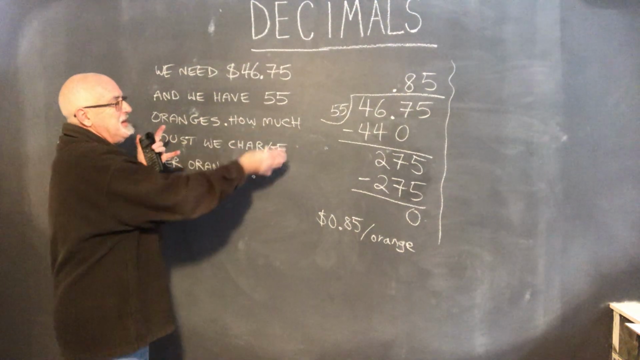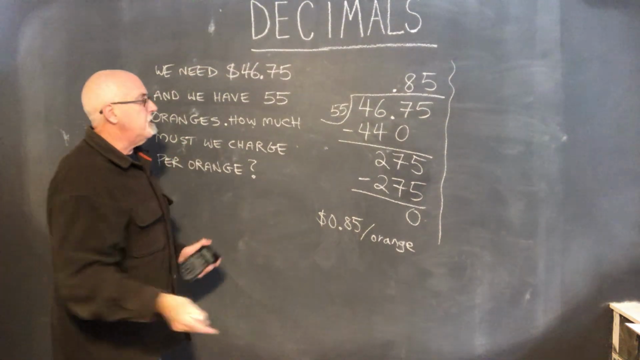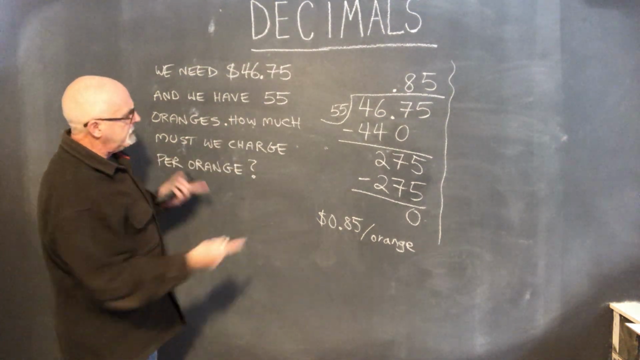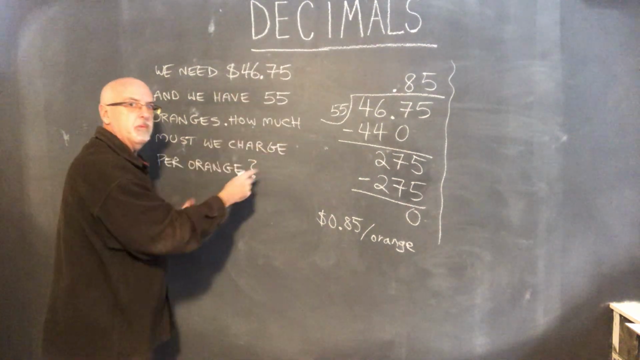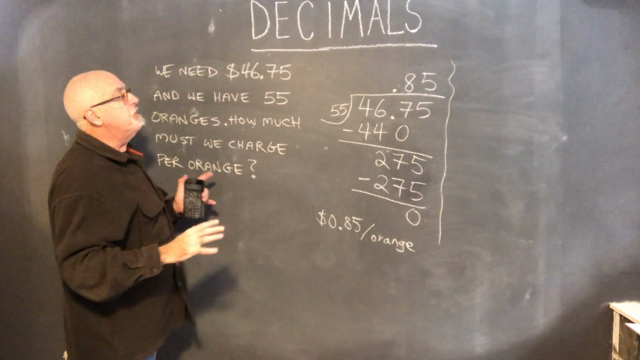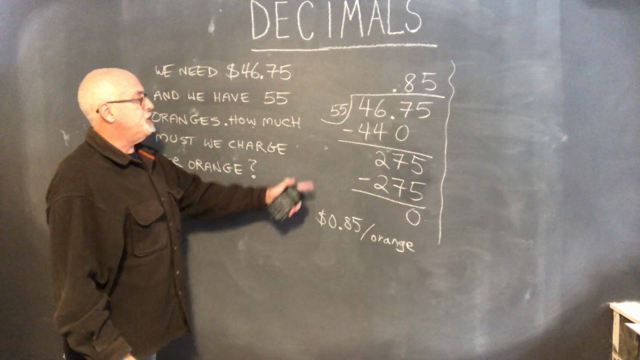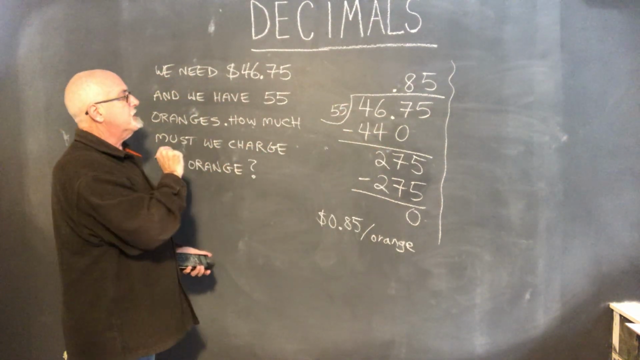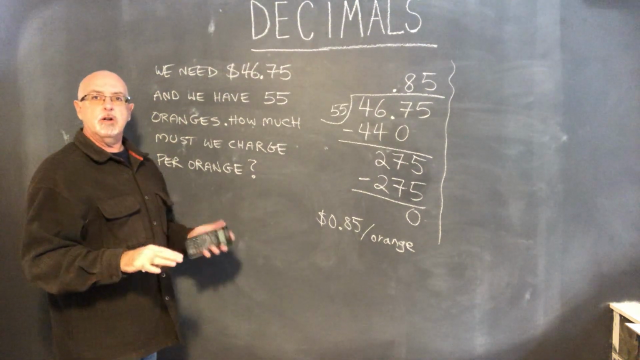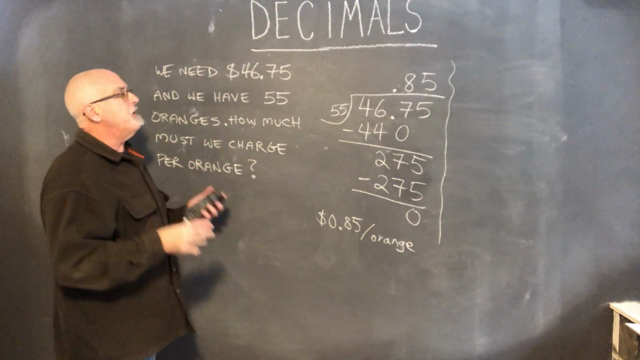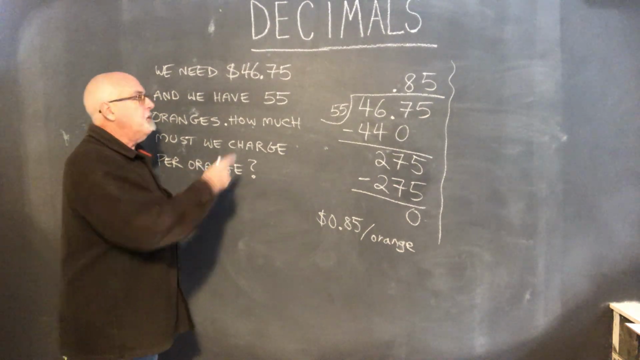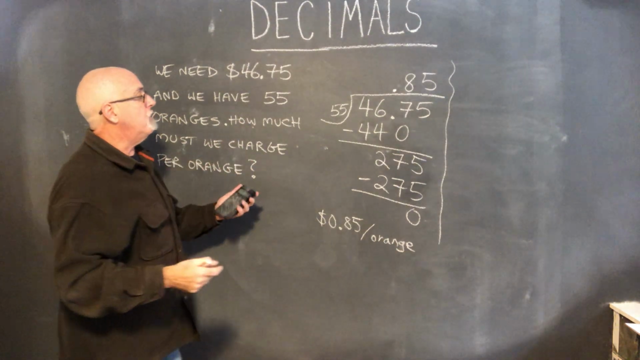So it's really the same sort of situation, and we already know the answer. We know the answer is going to be 55. When we really think about it, we kind of know all three numbers now because we did this. But what if we didn't? What if we hadn't already done this division, and we knew that we needed 46.75, and we knew we had to charge 85 cents per orange? How many oranges would we need? How would we find that 55? So let's show what that will look like.